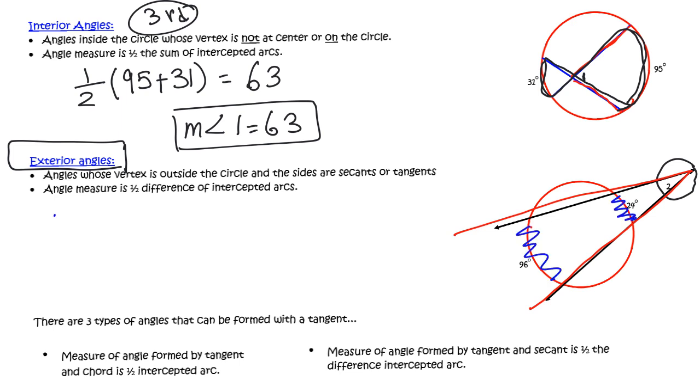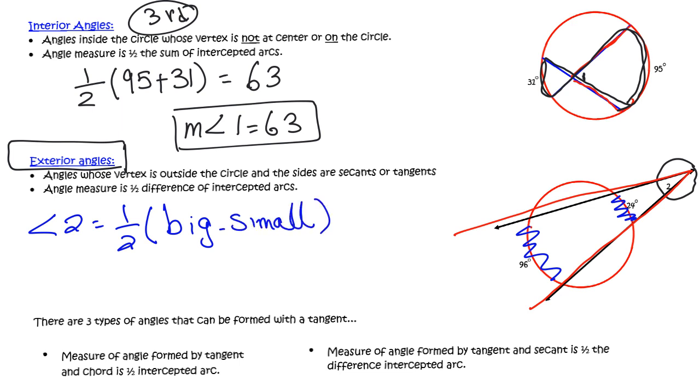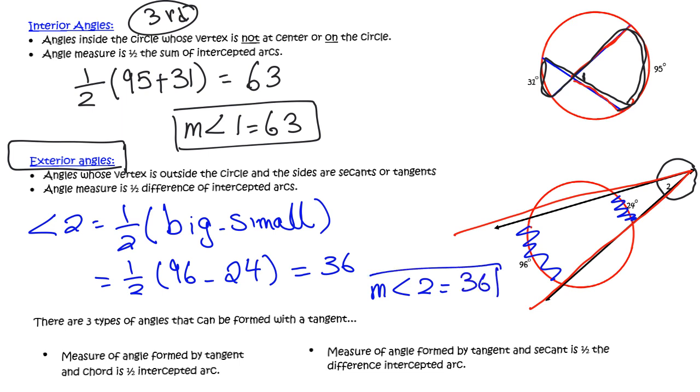So with an exterior angle, it's still equal to half of the big minus the small. So half of the big arc is 96 minus the small arc, which is 24. So 96 minus 24, that's equal to 72. Divide that by 2, it's 36. So measure of angle 2 is equal to 36.